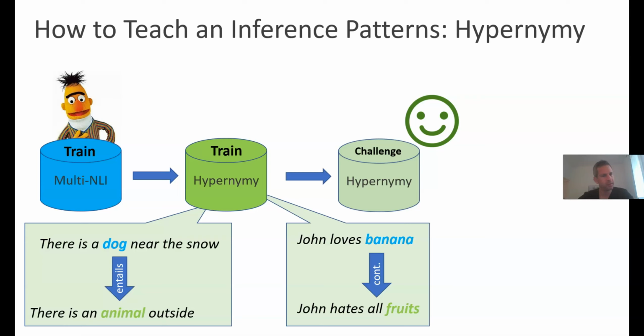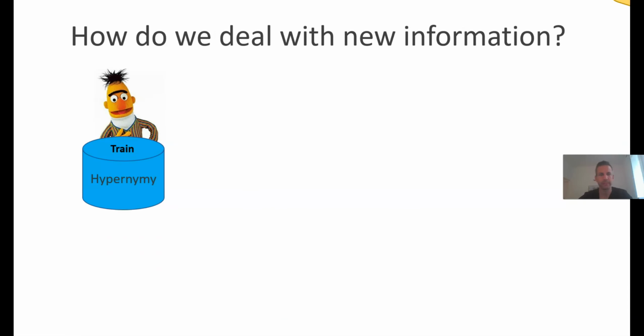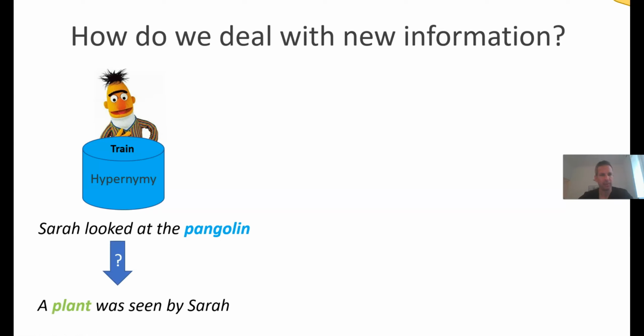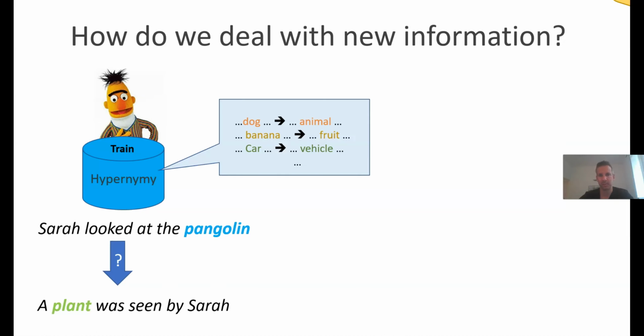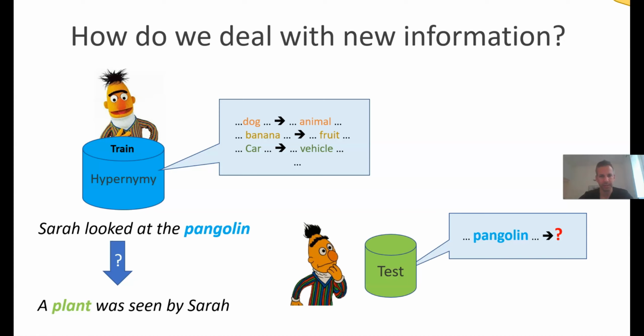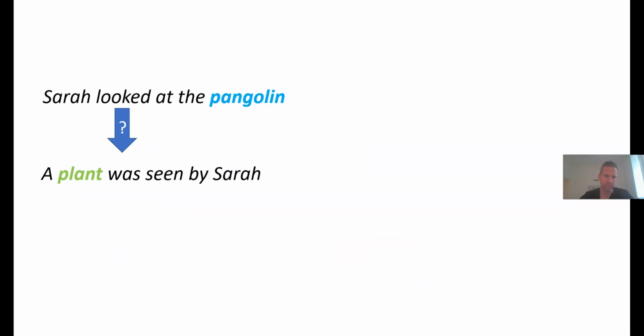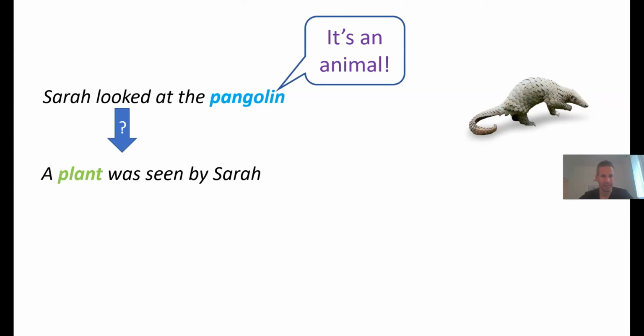But what if our challenge set contains facts that the model is not familiar with? Let's look at this premise: "Sarah looked at a pangolin", and the hypothesis, "a plant was seen by Sarah". Although we had trained the model with multiple hypernymy entailment examples, and it is already familiar with the hypernymy phenomenon, if the model does not know what pangolin means, it won't be able to correctly classify this instance. However, if we could somehow tell the model in real time that pangolin is an animal, then it could probably know that this instance is a contradiction.